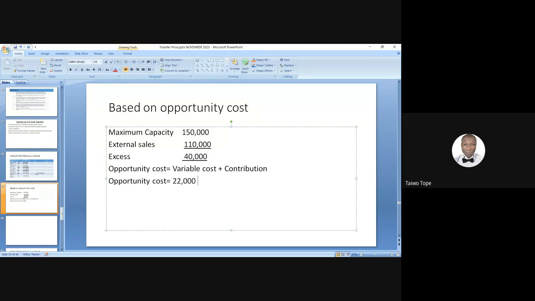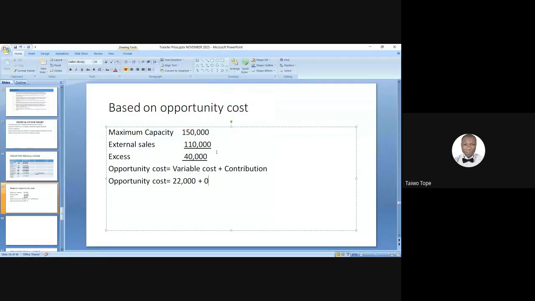So the opportunity cost will be 22,000. It means what is that cost that can enable them to cover for their production, which is the variable cost. So the variable cost will be the opportunity cost at this point. So division X should give division Y 40,000 tires at 22,000 just to maximize their profits. That is one of the prices.